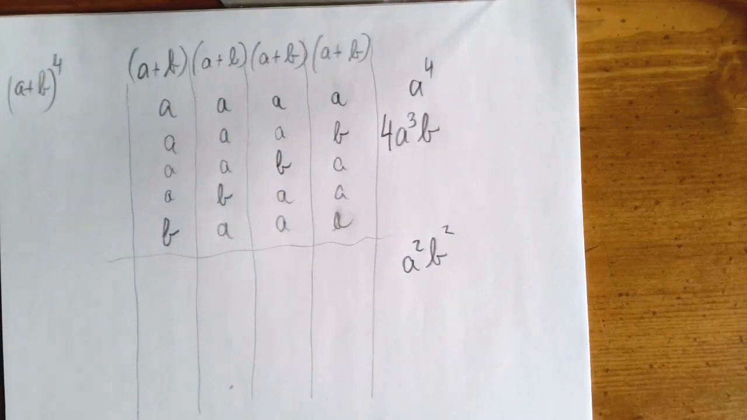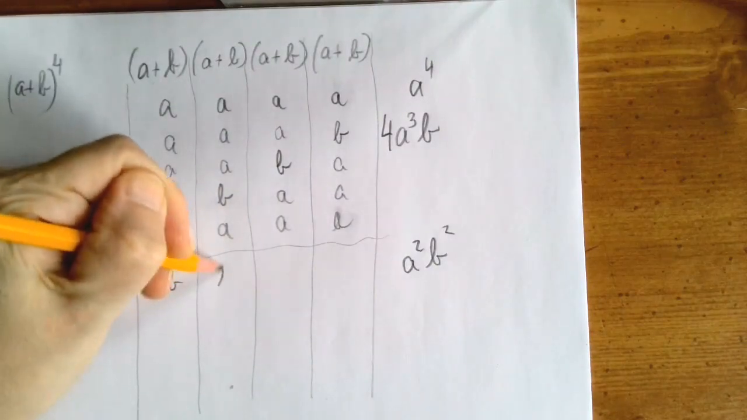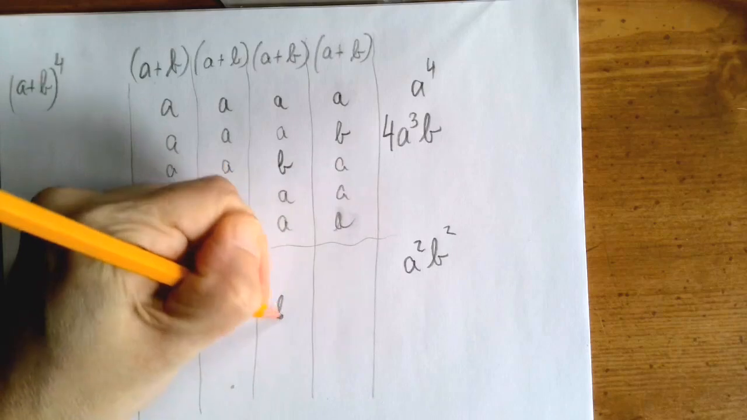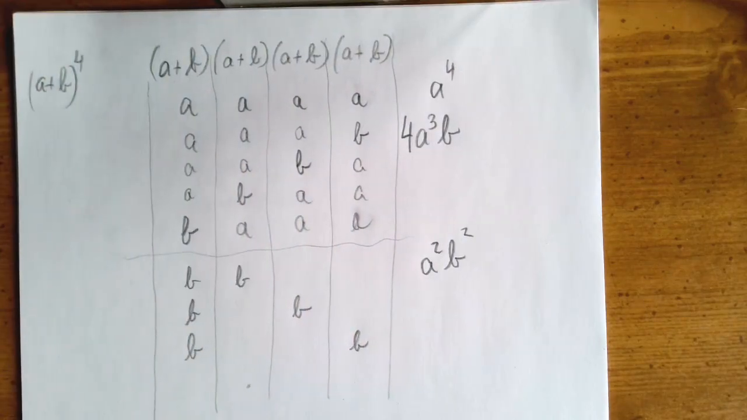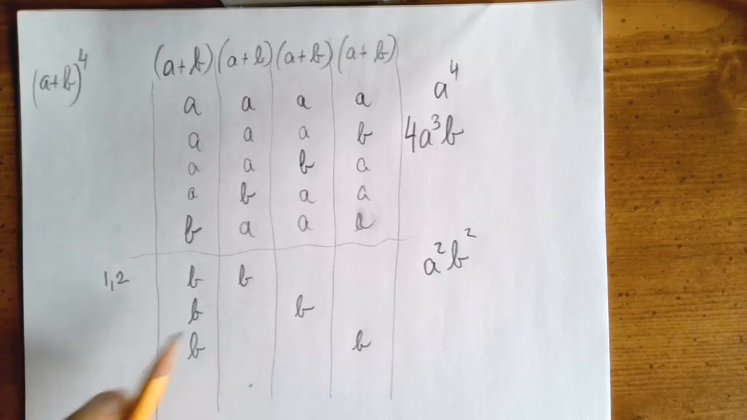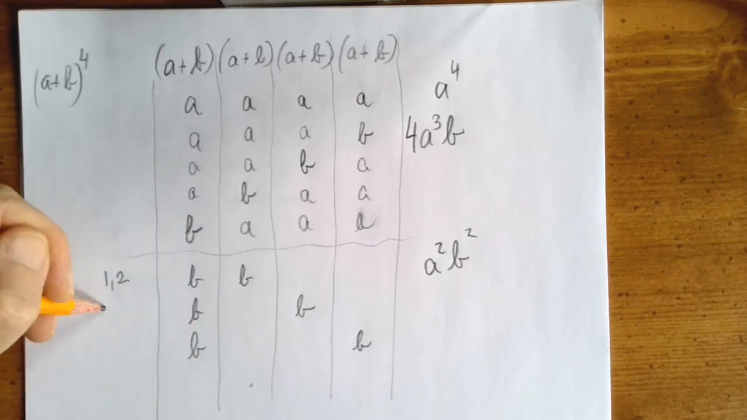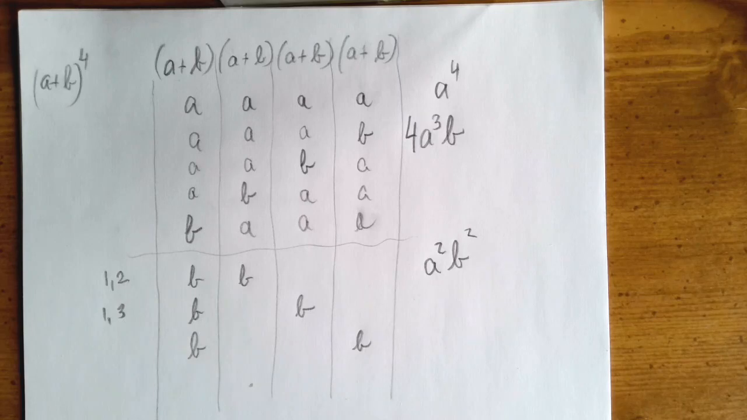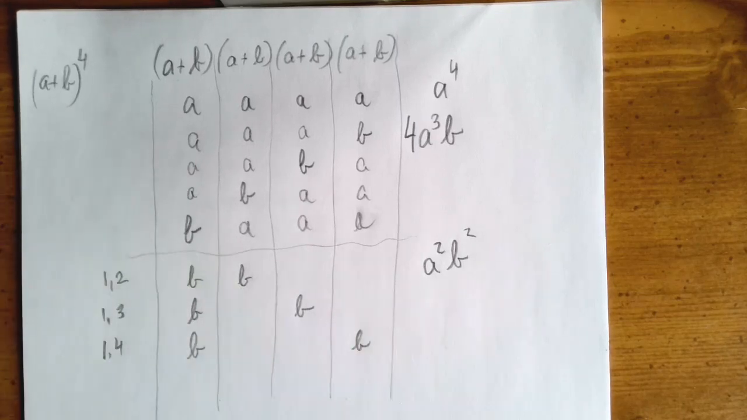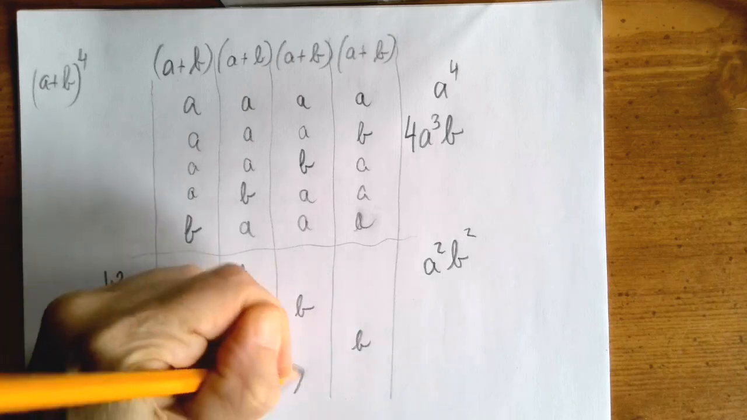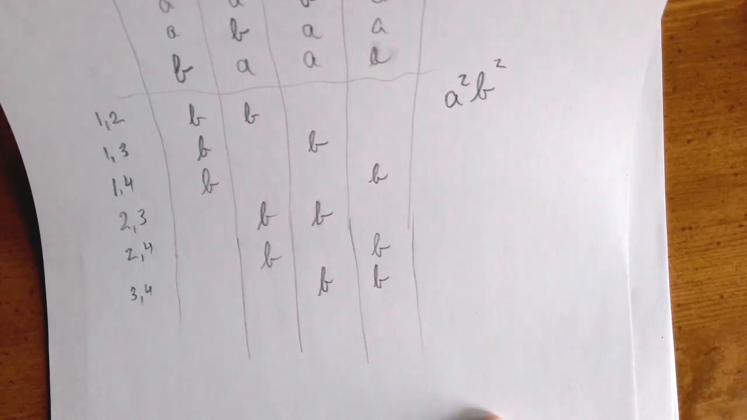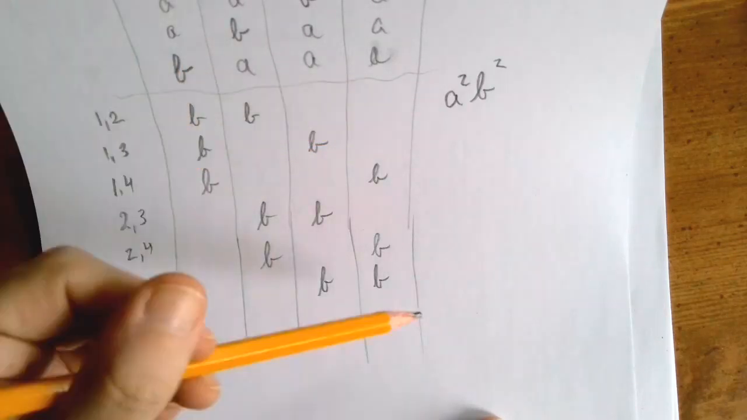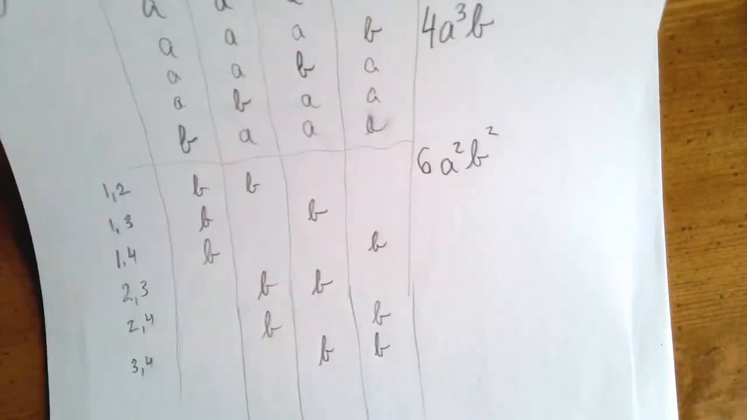B could be either in the first and the second, or the first and the third, or the first and the fourth. We kind of discover the contours of our next notation. 1 and 2 are the spots where we pick b. 1 and 3 are the spots where we pick b. And then 1 and 4. What could be next? We ran out of cases that start with 1, so let's roll up to 2. 2, 3, 2, 4, 3, 4, and that's pretty much it. So how many little products did we get? 6 of them. 6 a squared b squared.